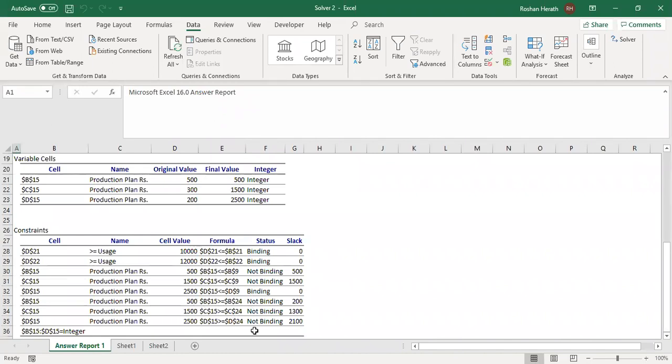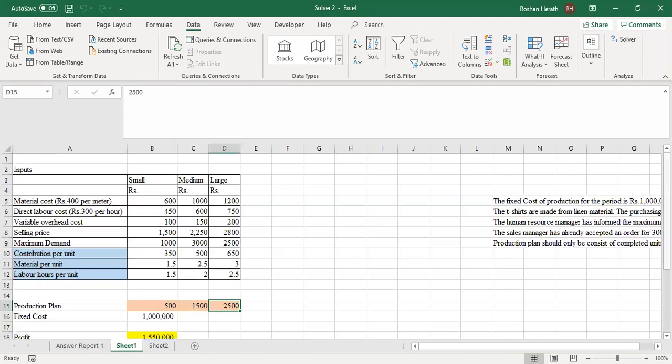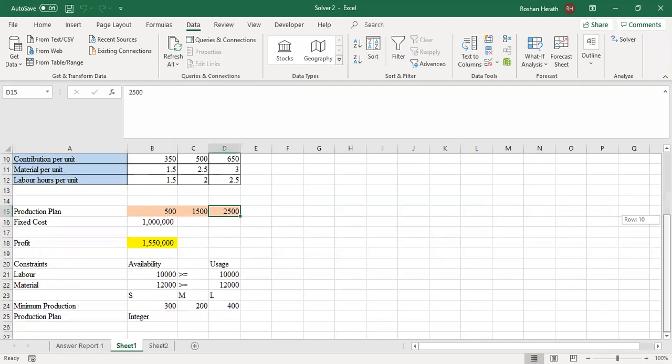Then 500, 1,500, 2,500 talks about the minimum. The minimum is not a binding constraint. You have this minimum requirement in each situation, and you have simply exceeded that. So therefore, it is also not a binding constraint. And that's what we call binding and non-binding.